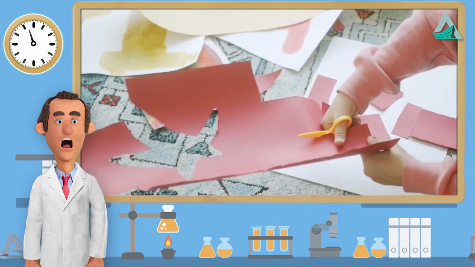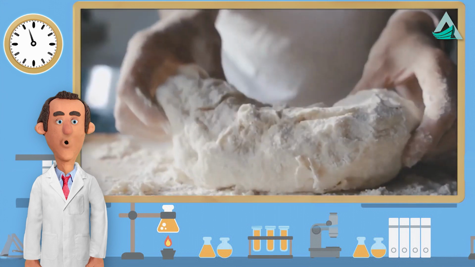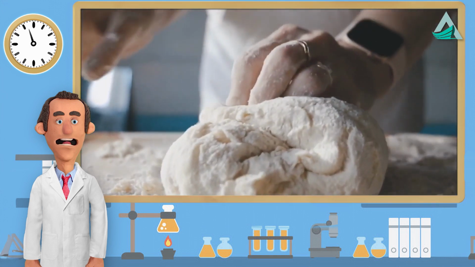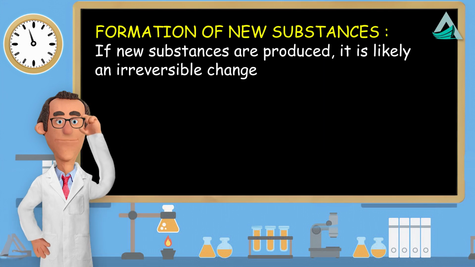Identifying reversible and irreversible. To identify whether a change is reversible or irreversible, there are a few key factors to consider. Formation of new substances. If new substances are produced, it is likely an irreversible change.